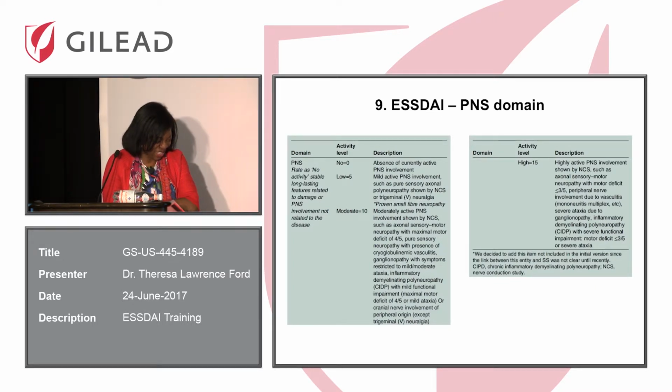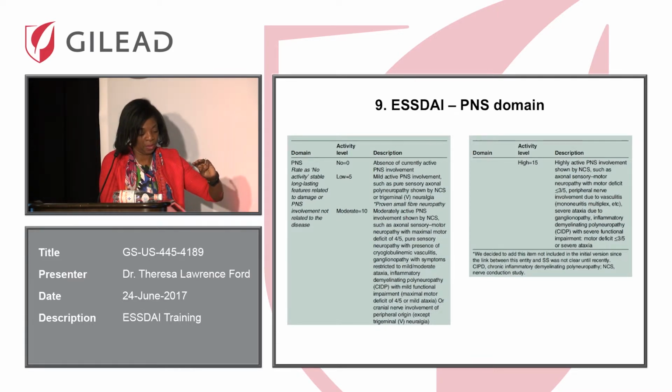So with PNS, we're going to rate as no activity if it's stable, long-lasting, and with features related to damage or PNS involvement that's not related to disease. And here we only have 3 levels: low, moderate, and high, with 0 being no evidence of active PNS involvement.